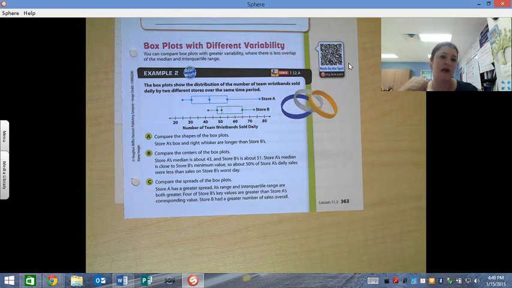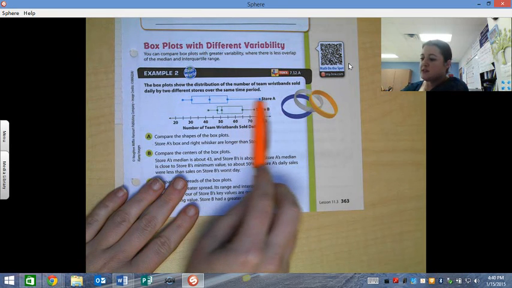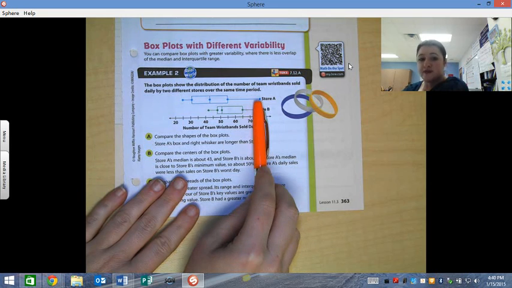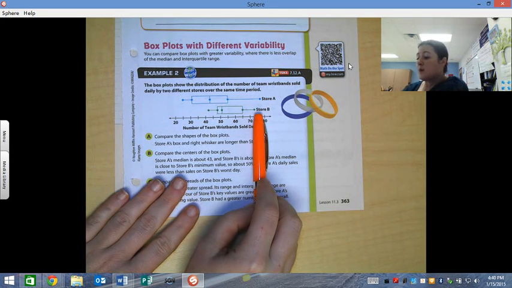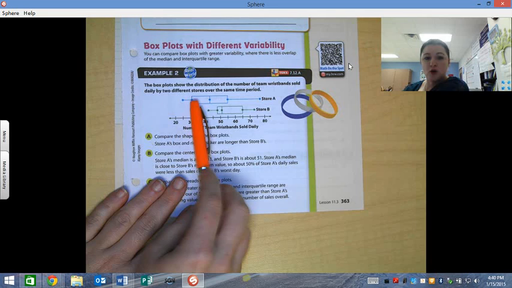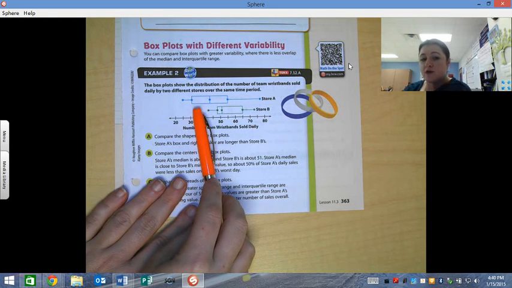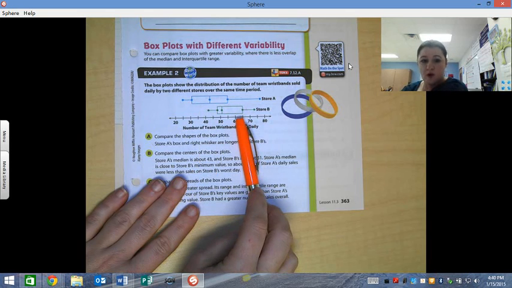So store A's box and right whisker are longer than store B's. Notice how long this right whisker is. Notice how short this one is. There's a big difference between these 2. The box is also different. We have a bigger box here, plus it is much further left on our graph, on our number line, than our one on the right.